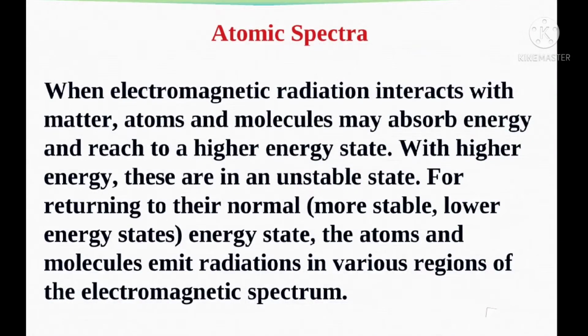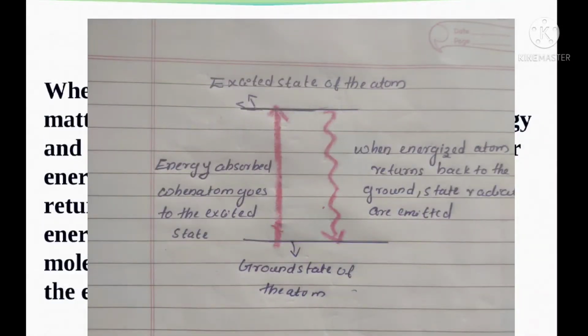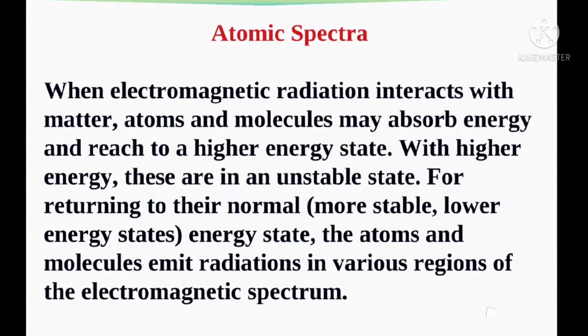When electromagnetic radiation interacts with matter, atoms and molecules may absorb energy and reach a high energy state. The high energy state is unstable and less stable. To return to the normal, lower energy state, which is more stable, it emits radiation in various regions of the electromagnetic spectrum.